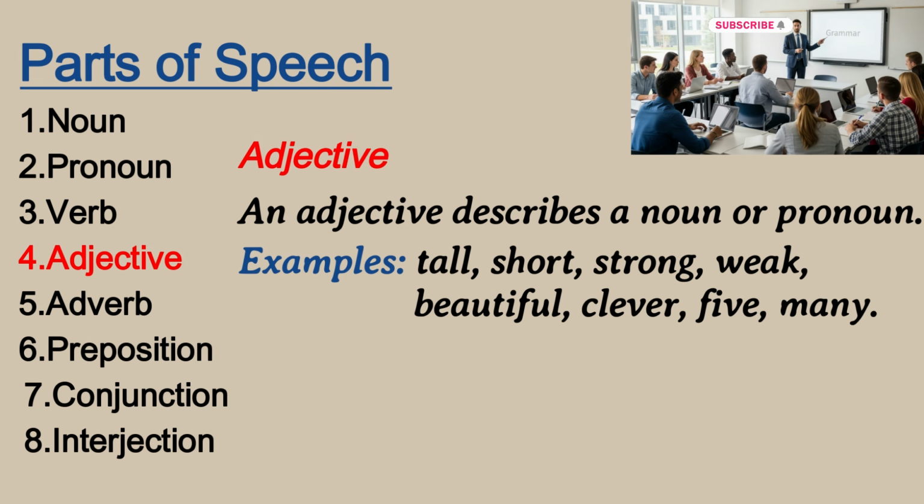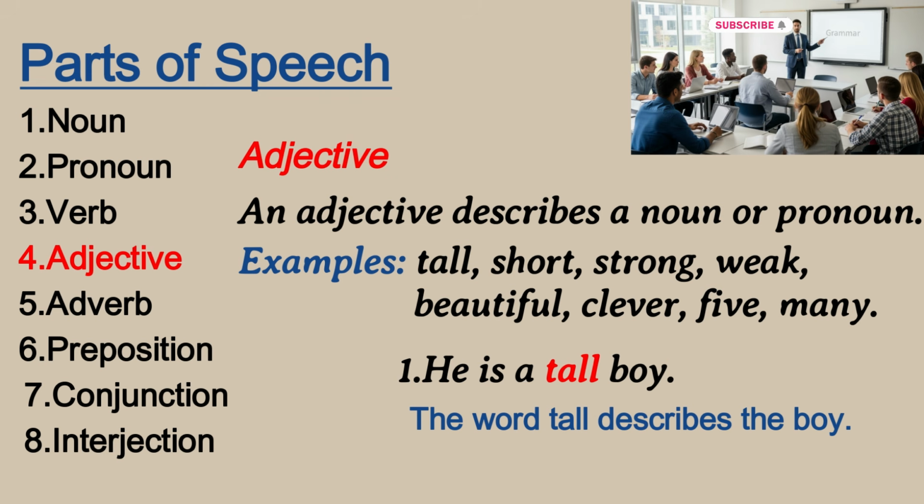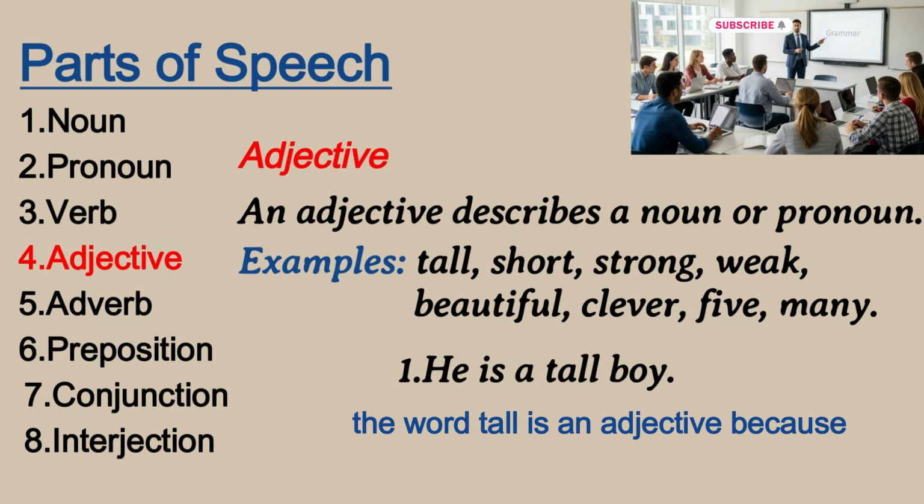Examples: tall, short, strong, weak, beautiful, clever, 5, many. Let's see how it works in real sentences. Sentence 1. He is a tall boy. The word tall describes the boy. Means the word tall is an adjective because it tells us about the boy's height. It shows what kind of boy he is.